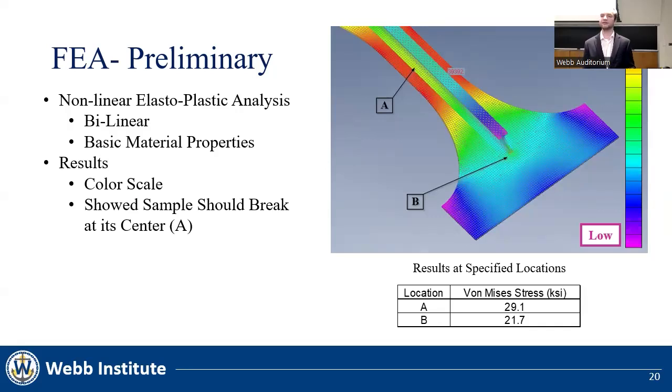Overall, the analysis showed that the sample should fail at its center, as the stress at a representative element at point A was 29 KSI, while the stress at a representative element at point B was 22 KSI. The maximum stress was present in the unaffected base metal and was 39 KSI.